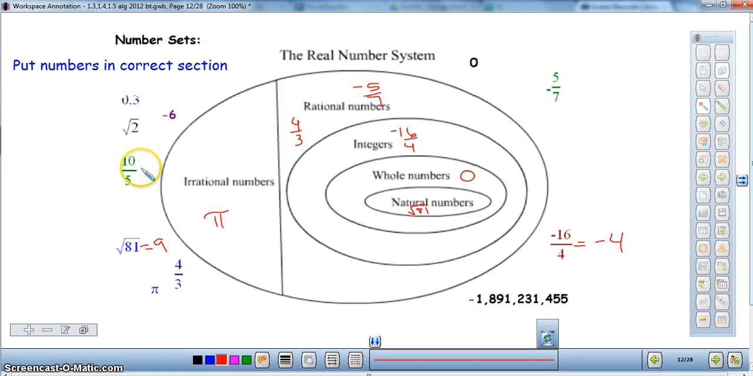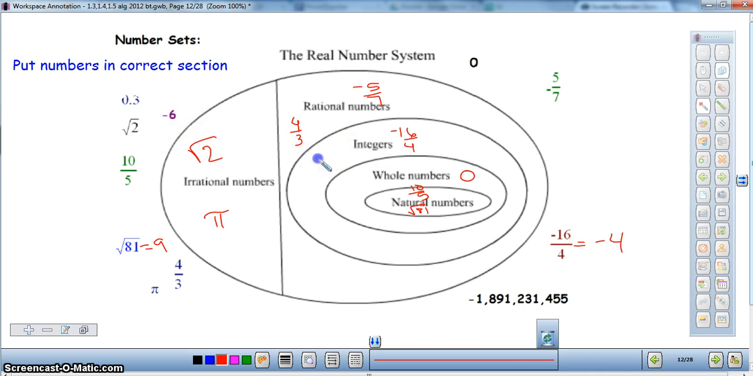10 divided by 5 is equal to 2. That's also a natural number. So 10 divided by 5. 2 is a rational. It's whole. It's an integer. And so it fits into all 4 of these sets. Square root of 2. Irrational.